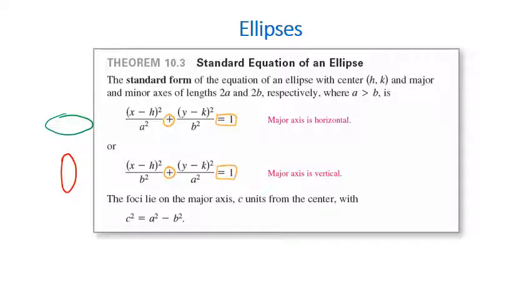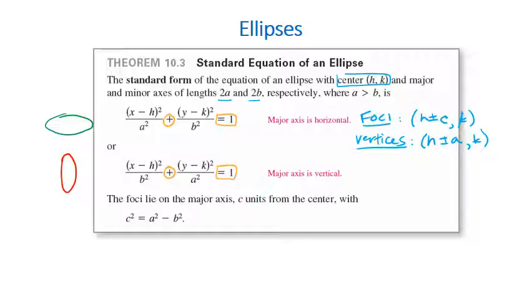Now, some things to pay attention to here. Again, the center is HK. The major and minor axes are 2A and 2B. If we have a horizontal major axis, the foci are found by taking H plus or minus C, comma K. And the vertices are found by taking H plus or minus A, comma K.